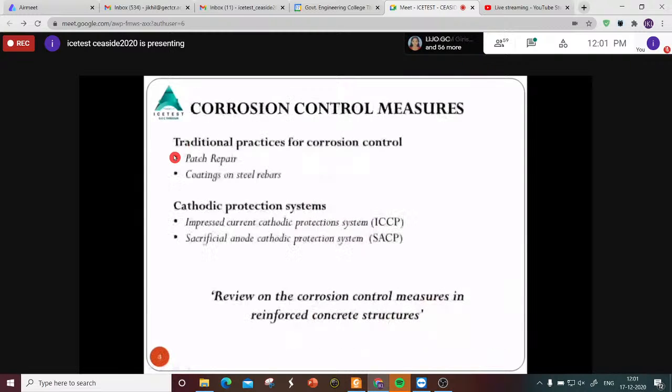There are so many control measures which are adopted nowadays at construction sites. So in this presentation, I'll be reviewing the corrosion control measures in reinforced concrete structures, and I'll be identifying the corrosion control technique which is more suitable nowadays, and will be explaining its working, design, and installation.